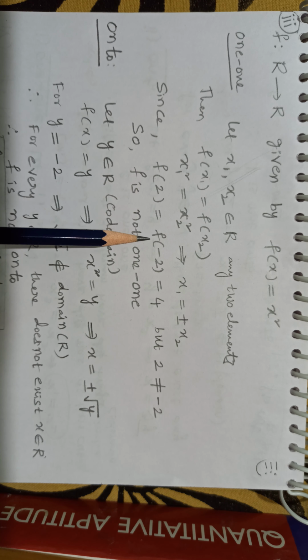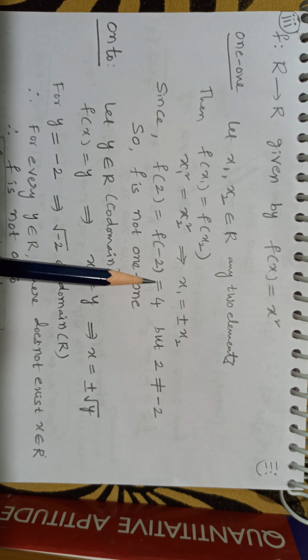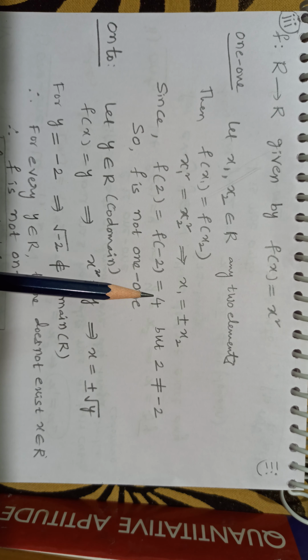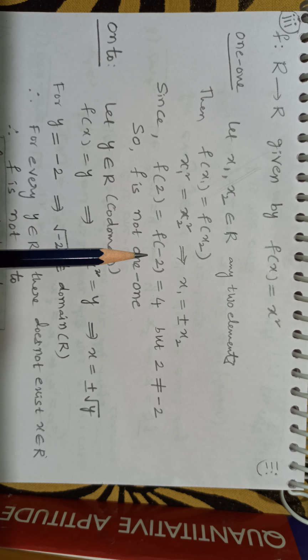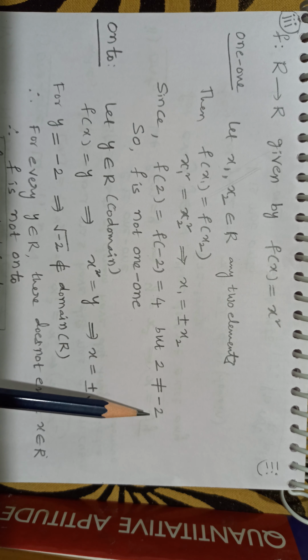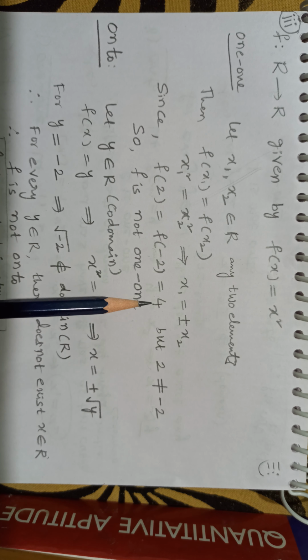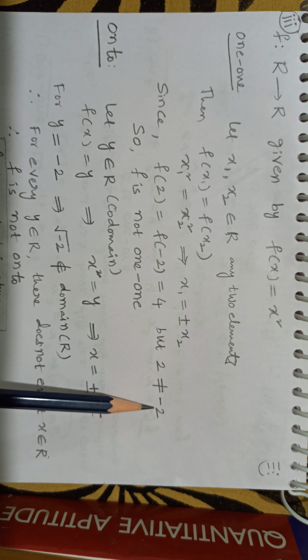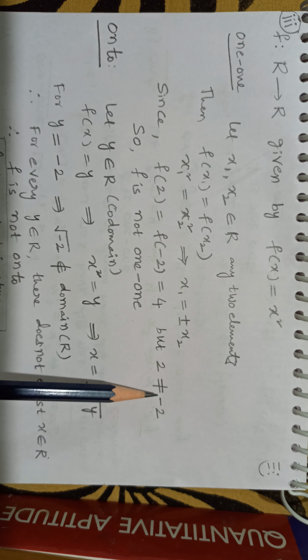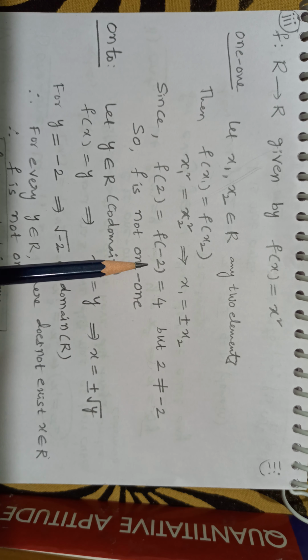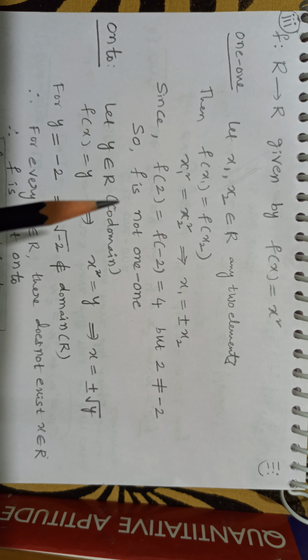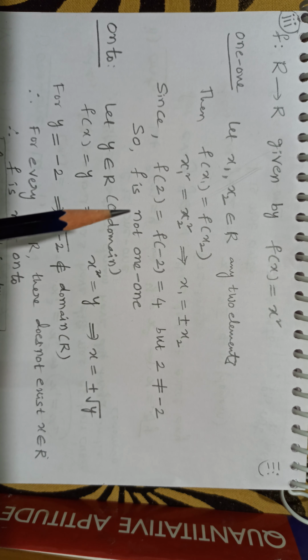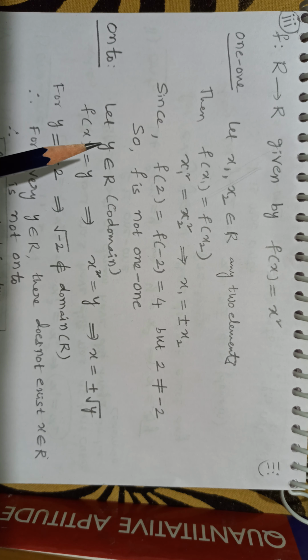f of 2 equals f of minus 2. By substituting 2, what will we get? 4. By substituting minus 2 also we will get 4. But whenever f of x1 equal to f of x2, those x1 and x2 are not equal. See here, 2 not equal to minus 2. Correct or not? Their results are same, but those elements are not same. Okay, it's very simple to understand. In other words, for two elements we are having the same image, so it is not 1-1. Actually, for 1-1, different elements of domain should have different images in the codomain. Clear?